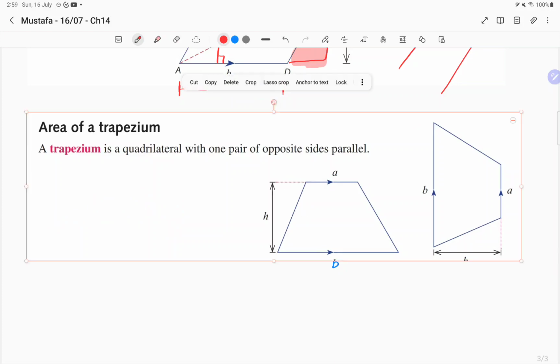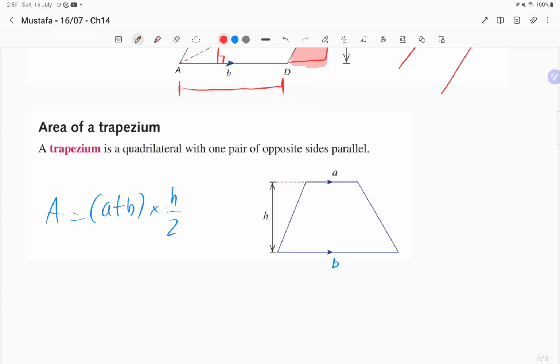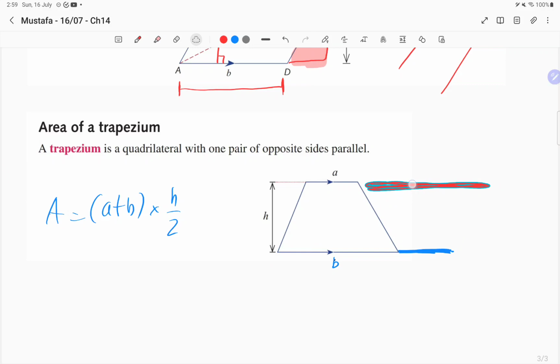So let me just crop this. All right, have a look. If I were to take that line there, which is the side A, and I move it down here. Similarly, I can take the line for B, like that one there, and I move it to the top here, and I join them. What do you think the shape that I just made is?